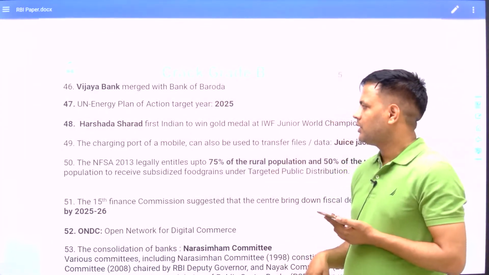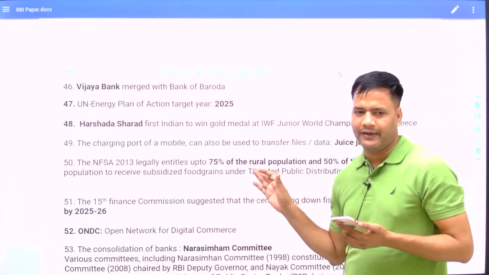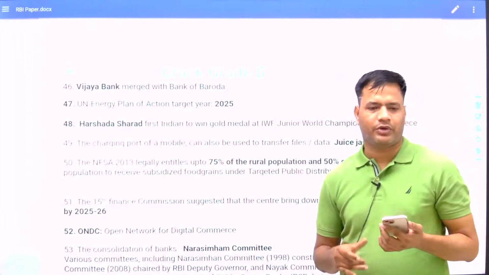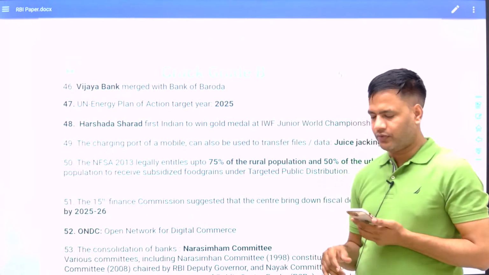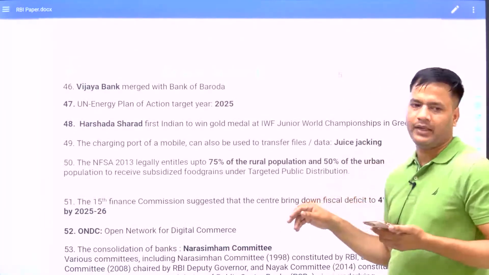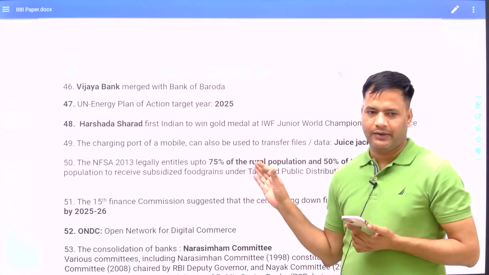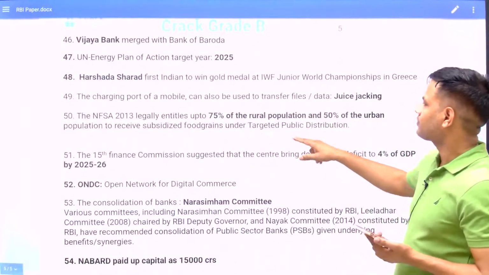Harshada Sharad. The charging port of a mobile can also be used to transfer files, data, and to take important information from your mobile. So this question was asked. So what is this term? Juice jacking. Those who have studied our content, we have mentioned this in the RBI circular notes.